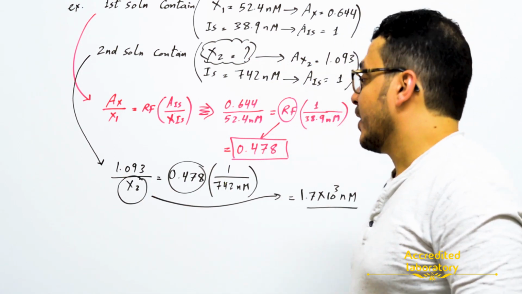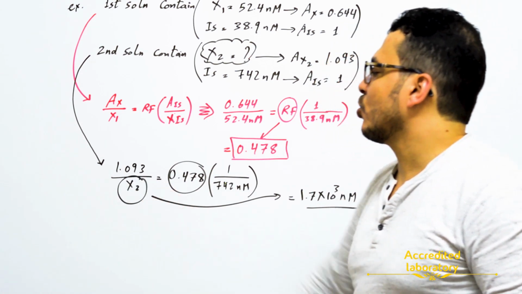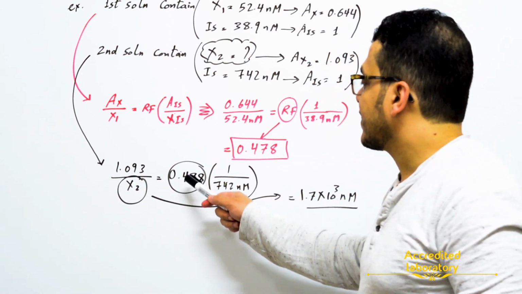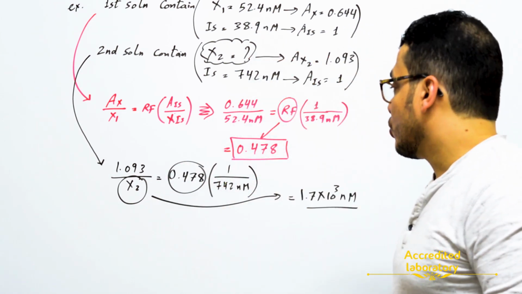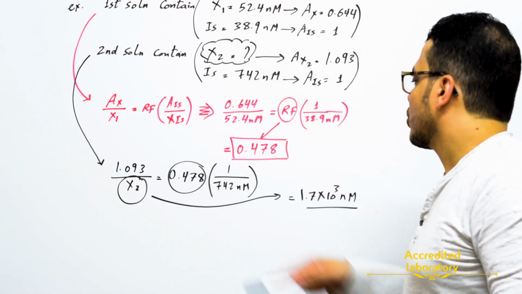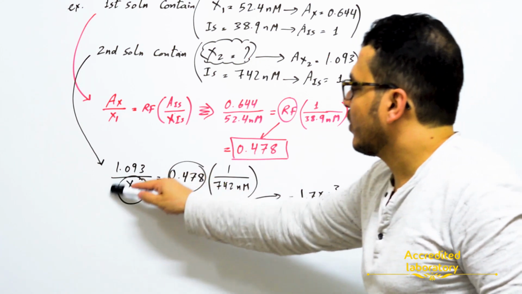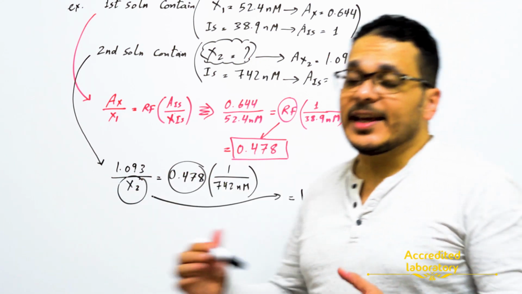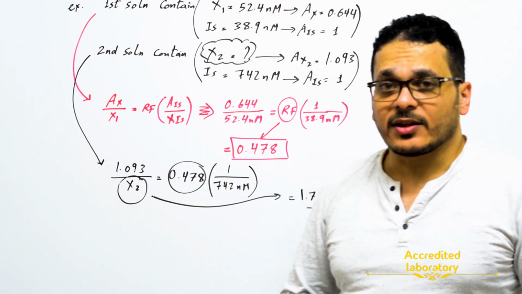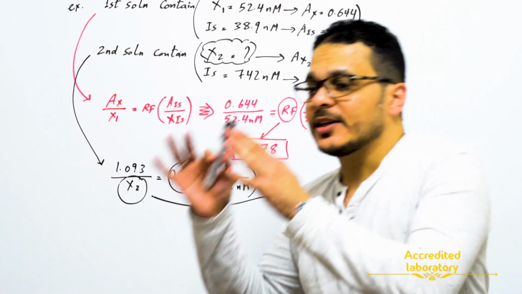1.093 area of analyte divided by the concentration of unknown target analyte in this sample with solution equal to response factor that we got from solution 1 multiplied to this. So we have only this concentration of unknown. So we can get the concentration of unknown target analyte by calculation at the beginning, response factor.